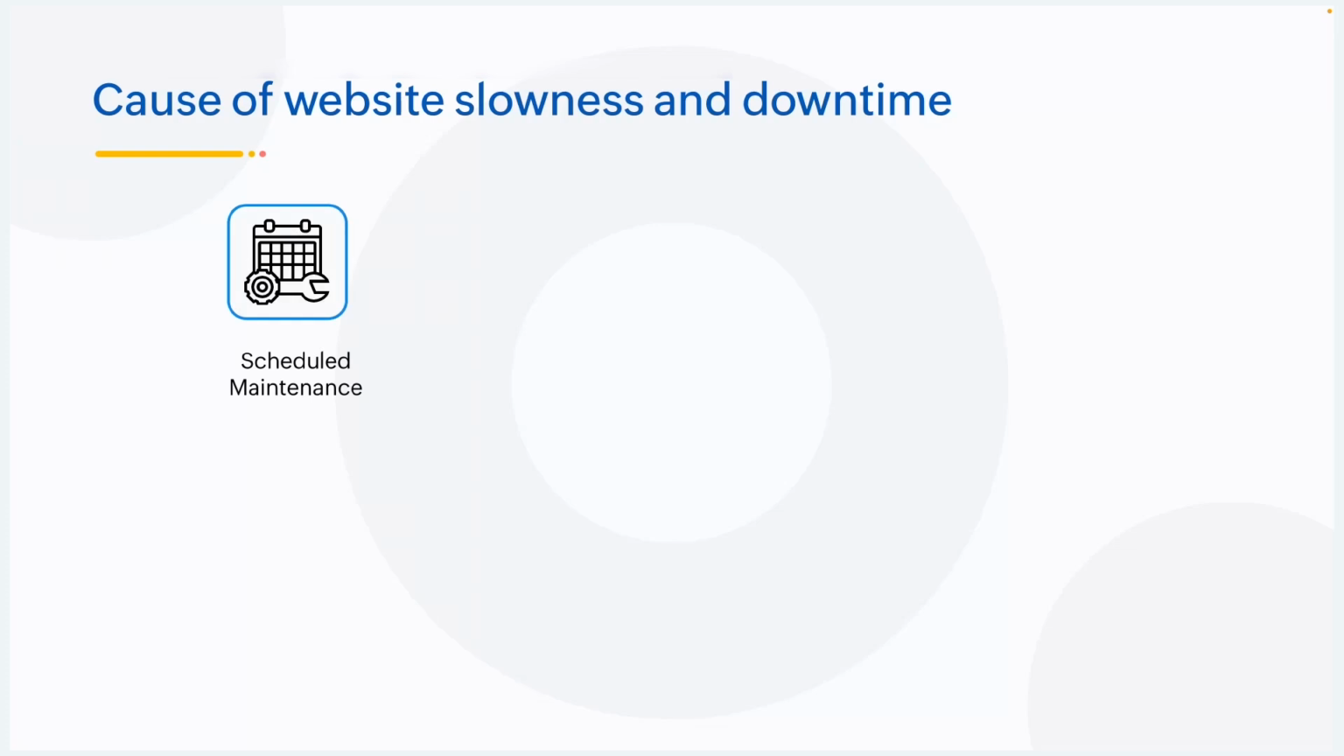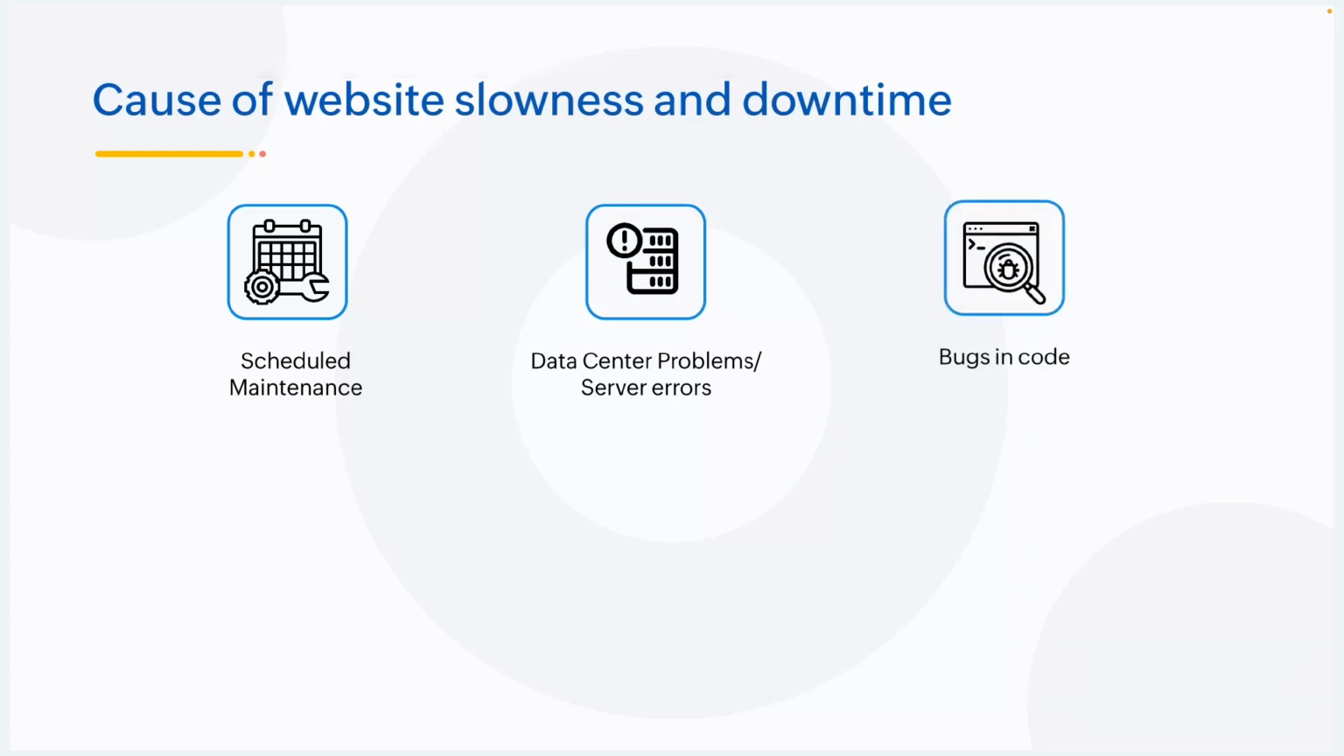First, we have scheduled maintenance, which is a temporary period during which a website or an app is made offline for updates, backups, or maintenance purposes. Then, we have data center problems or server errors. If there is a data center problem or a server error, then a request from the user may not even reach the server. Thirdly, there may be bugs in the code, which may cause errors and prevent the site from loading.